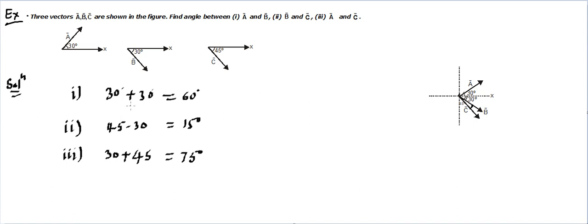So we can find the angle between vectors AB, BC and AC if we transfer them in this format. So what we are using is the concept that any vector can be translocated from one location to another location as long as you keep its direction and magnitude intact.